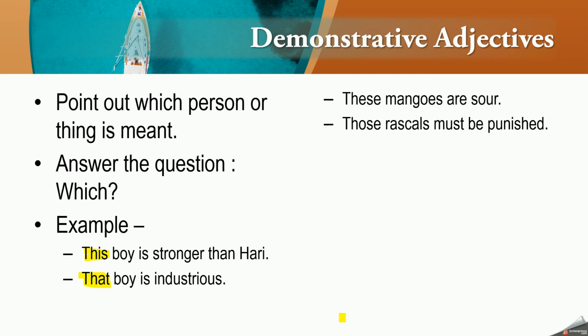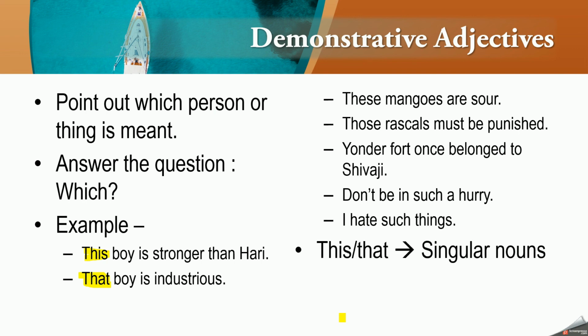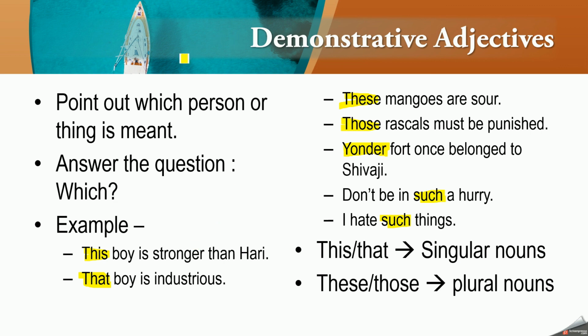These mangoes are sour. So let's see. These mangoes, those rascals, yonder fort, don't be in such a hurry. I hate such things. Here you can see that this and that are basically used with singular nouns like boy or such or fort, and these or those are used with plural nouns like mangoes, rascals, things.